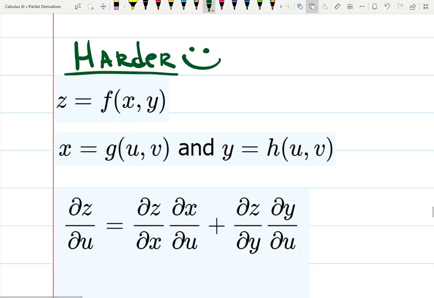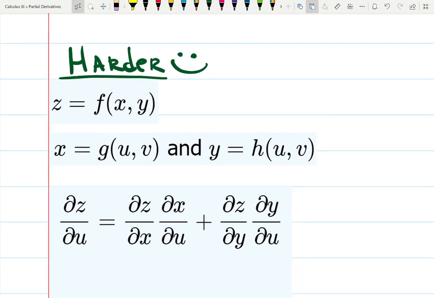So z is still a function of two variables, x and y. How can it get worse, right? x is a function of two variables, u and v. Or maybe three variables, u, v, t. Or maybe five variables, u, t, v, m, g.